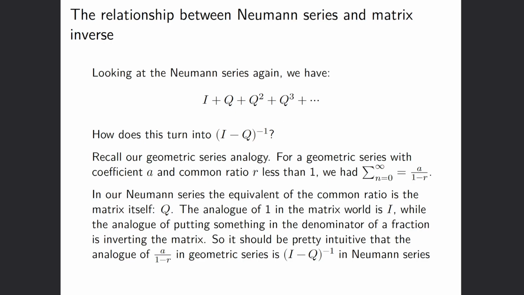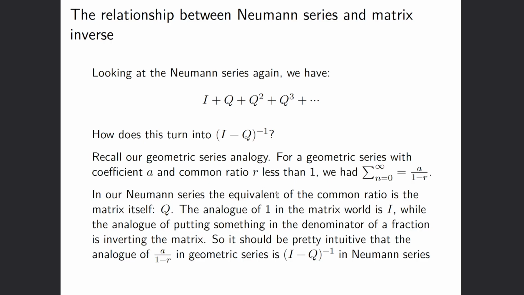So let's think about how this turns into our formula, I minus Q inverse. Remember our geometric series analogy. For a geometric series with a coefficient A and common ratio R less than 1, we had this formula, where the sum, this should really be of A R to the n, but basically the sum from n equals 0 to infinity of A R to the n was equal to A over 1 minus R.